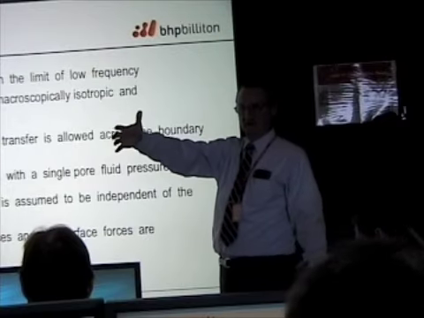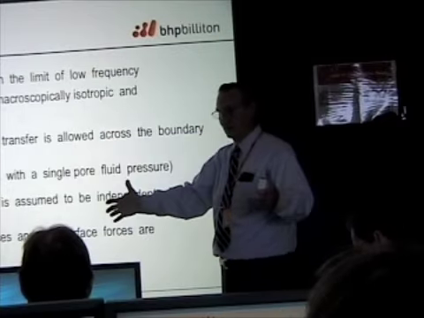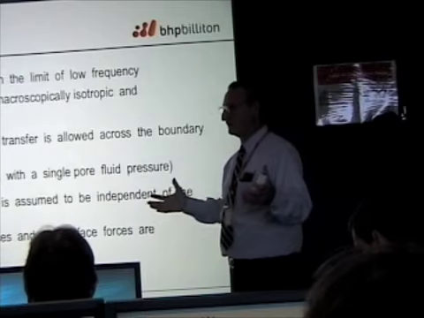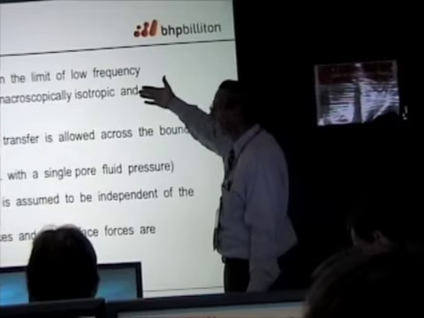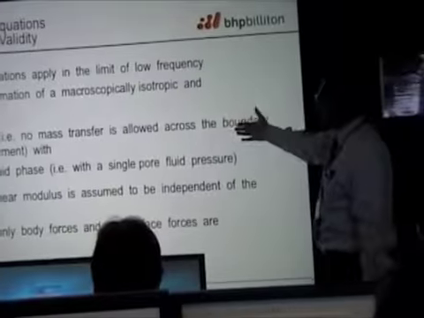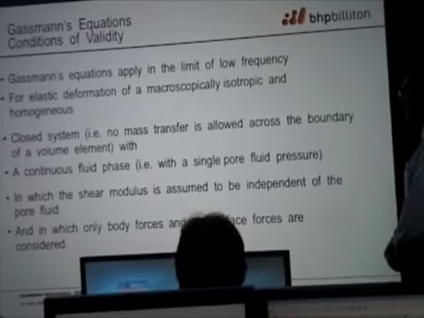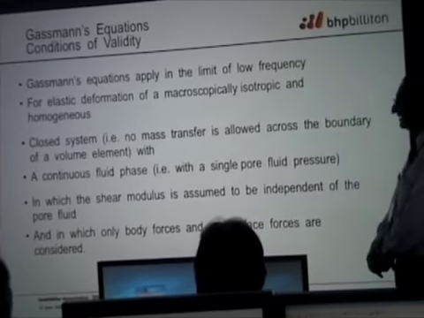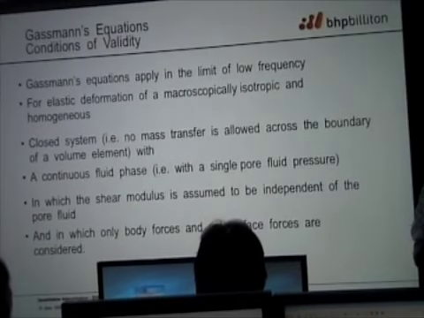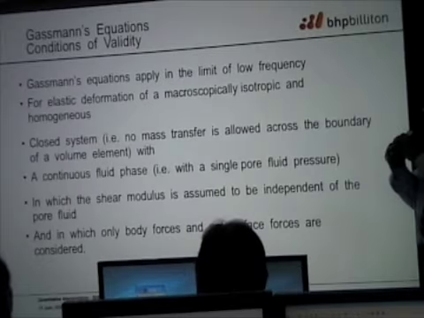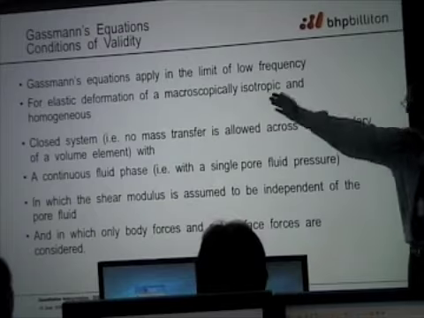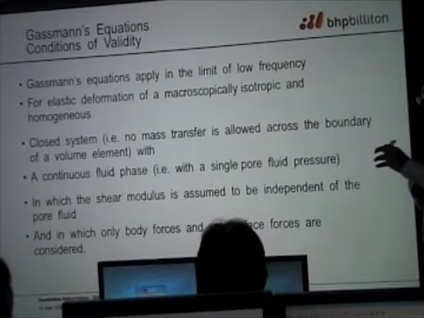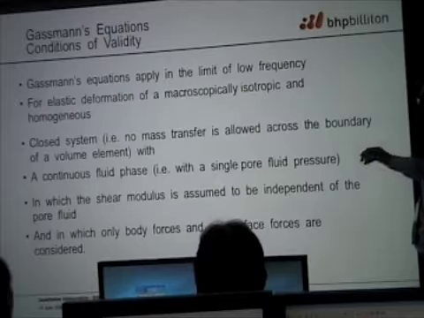Well, you look at logs and you know that rock character varies, but it doesn't vary a heck of a lot. It's a reasonably good assumption. It's got to be a closed system. Closed system means no mass transfer is allowed across the boundary of a volume element. So when we squeeze that rock, we're not allowing mass to come in or go out. We're not squishing fluid out and bringing it back in as the wave passes.